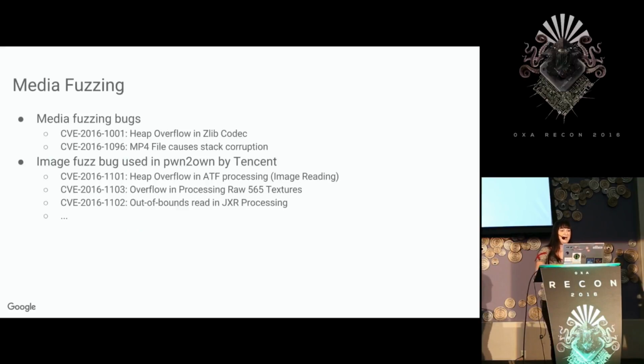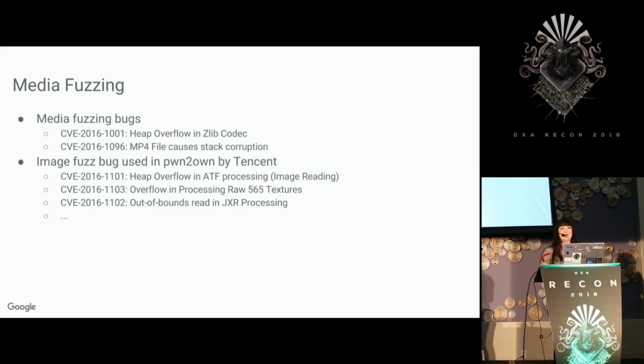We also found tons of bugs through media fuzzing. We started off doing MP4s and other media types, and we found a few bugs: a heap overflow in the zlib codec, and an MP4 file that causes stack corruption. And then there was an image fuzz bug used as the fifth bug in Pwn2Own this year by Tencent. They used a heap overflow in image processing.